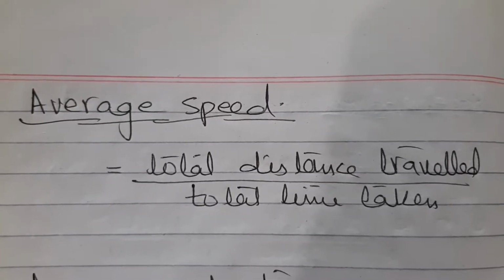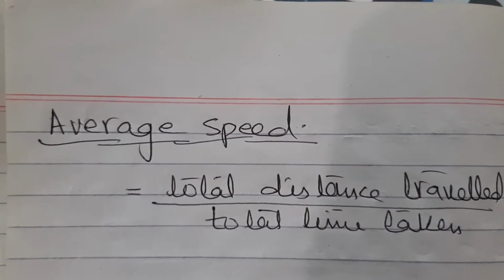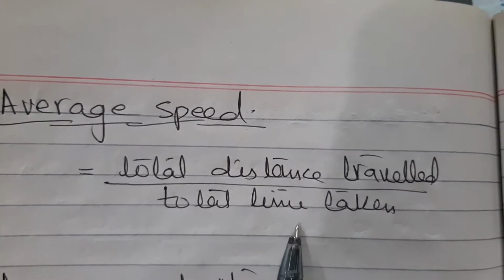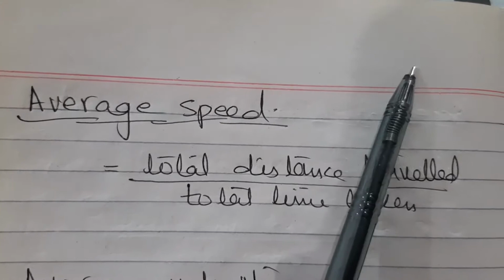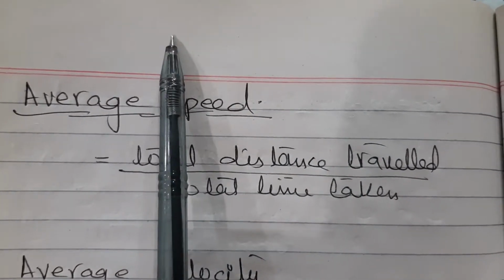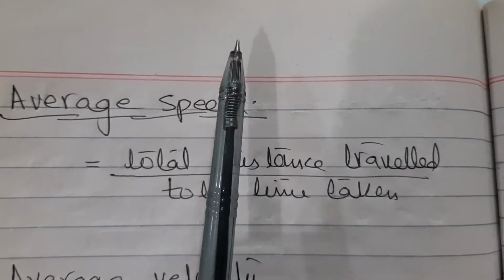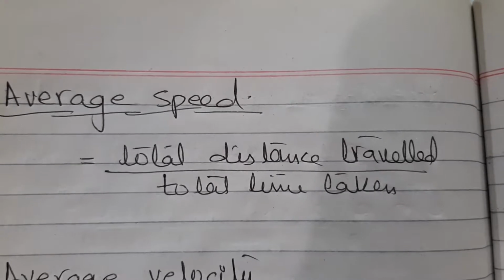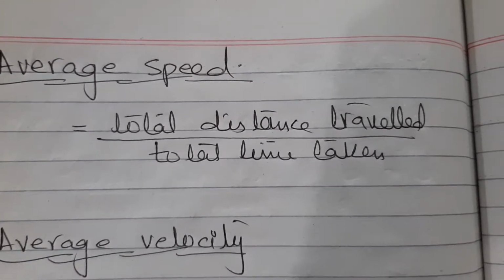Now another important term, which is average speed. Average speed is total distance traveled in the total time taken. Mostly students make mistakes here. If the journey is happening in different intervals, sometimes a student finds the speed of each interval, adds it up and divides it by the number of intervals, which is wrong. Average speed is total distance of the journey divided by total time.